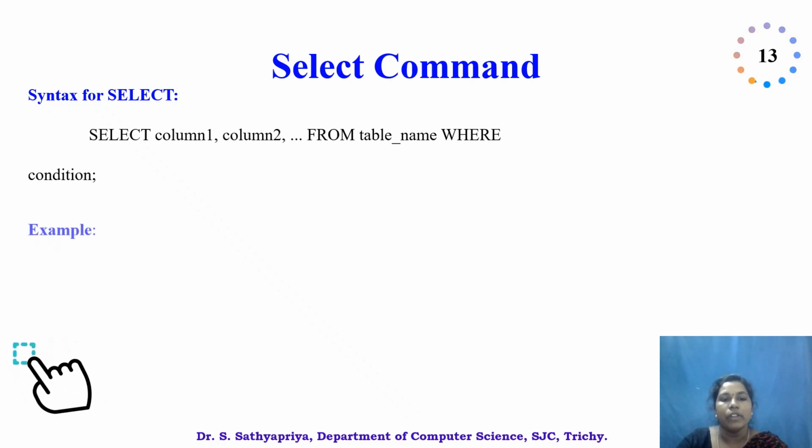Consider an example. Imagine you are building a restaurant's digital menu. You want to show only the main course items priced under 15 rupees. This query allows you to filter and display these items to your customers.